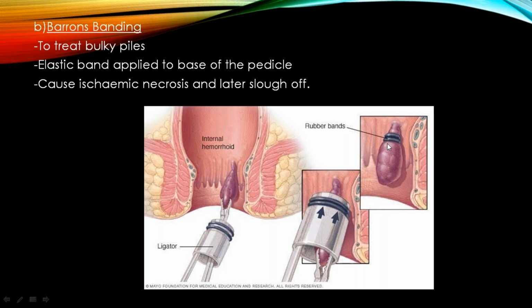After applying this, within 10 days you should explain to the patient that after this is applied, a little bleeding will come, so don't panic. Because of ischemic necrosis, this will slough off. This will get sloughed off and it will present as bleeding. So nothing to worry about that.